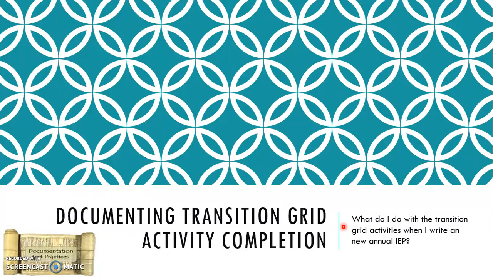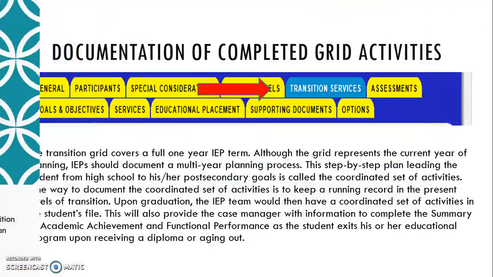Okay, so you know what minimally should be in there now. You've seen examples from the matrix of how awesome these can be. Now we need to know what to do with all those grid activities. So now that we've got 8 to 10 grid activities underneath each of the goal areas in the grid, how do you do this? How do you document that?